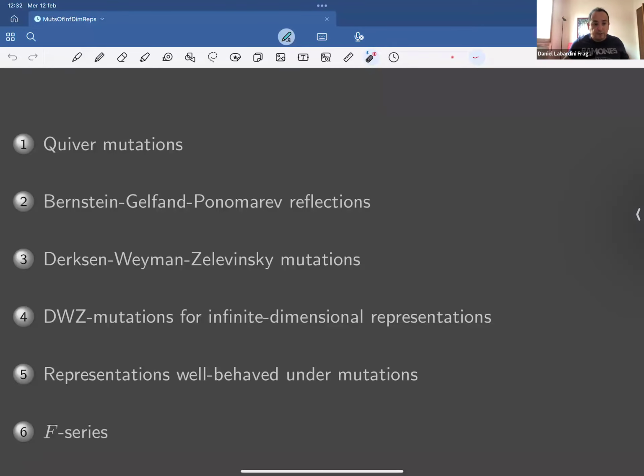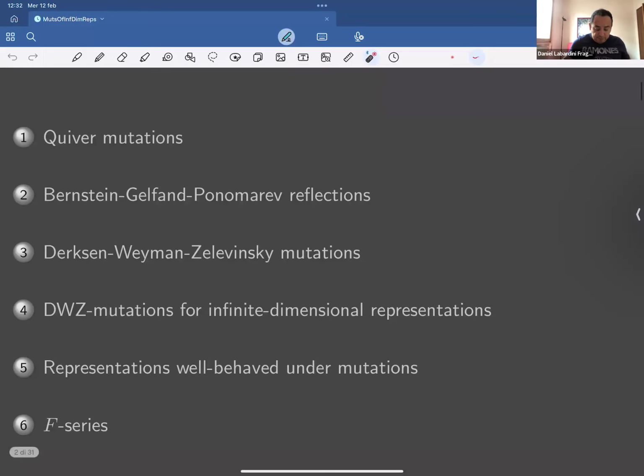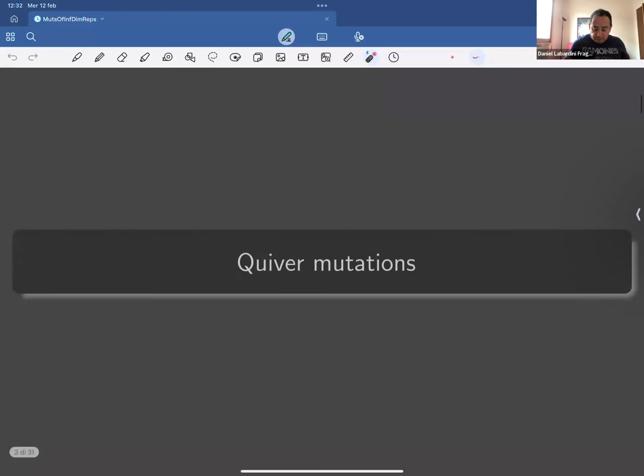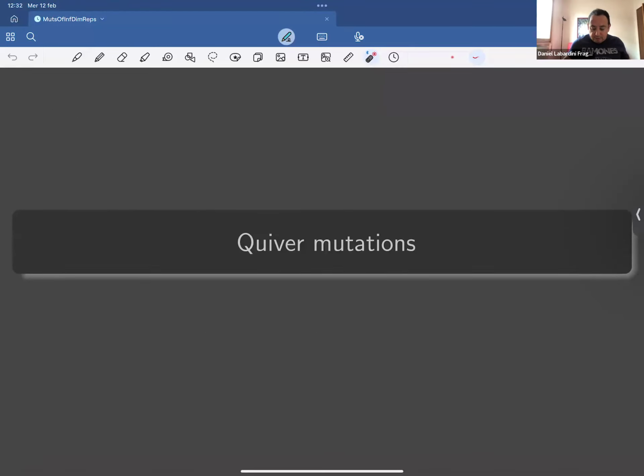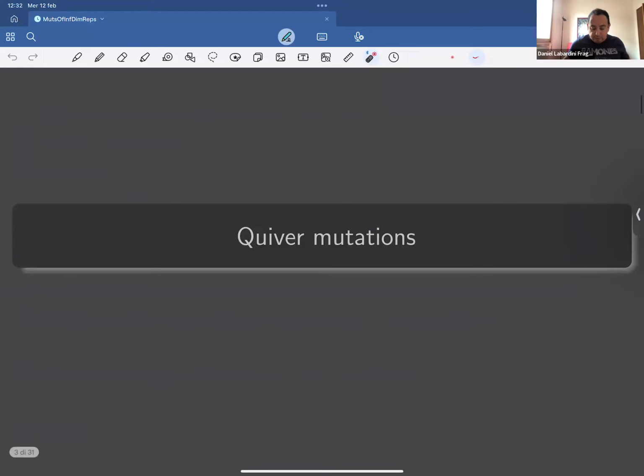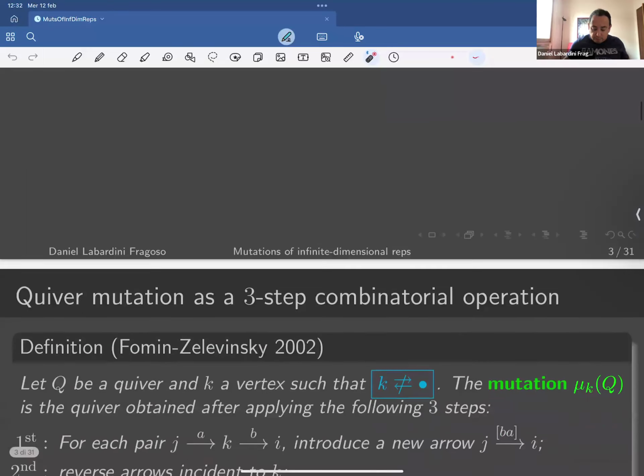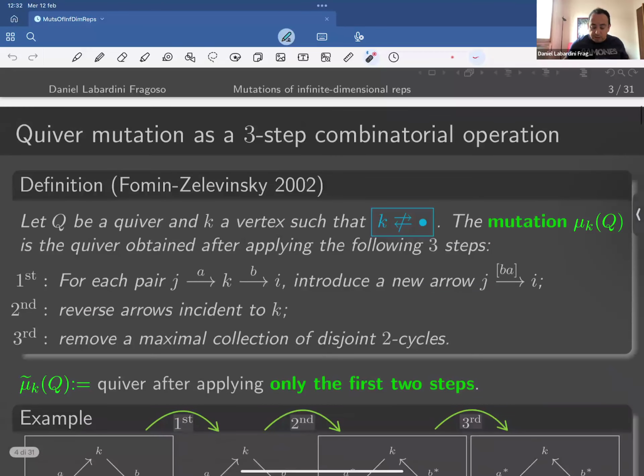This is the plan of the talk. So let me start recalling very briefly how quiver mutations are defined.